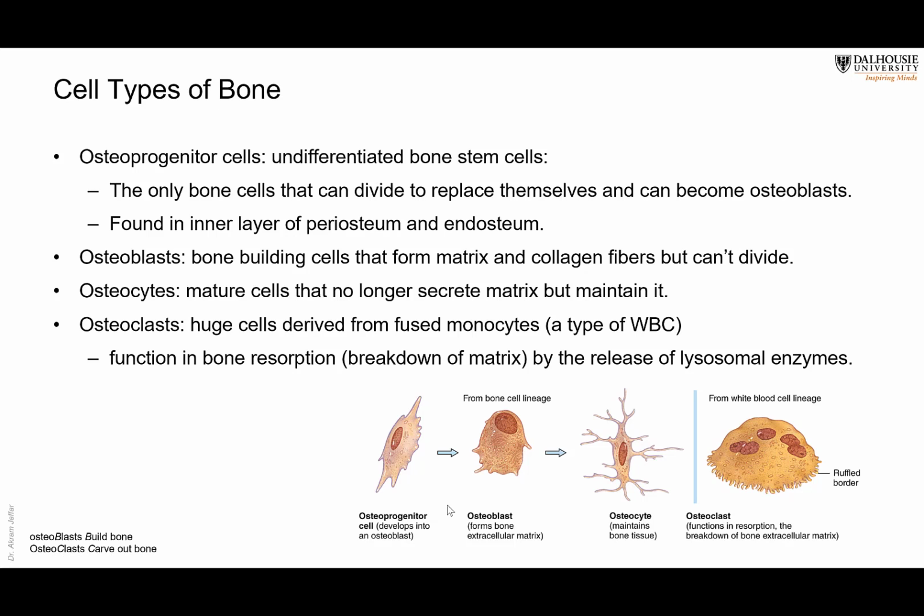So blasts are for building, and then we have the other type of cell, which is unrelated to them. It's called osteoclast. So the osteoclast destroys the bone. It carves the bone, C for C, osteoclast and carving the bone. And it's actually like a macrophage. In fact, it's a macrophage. It originates from the bone marrow. So it does not originate from this lineage here. It originates from the bone marrow.